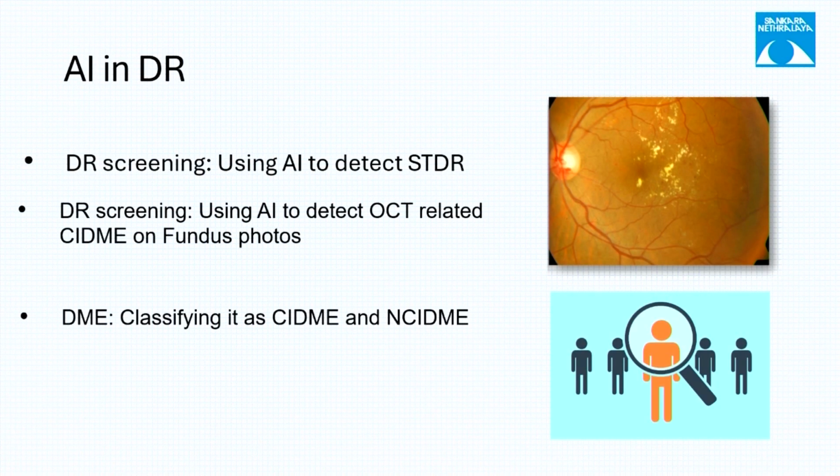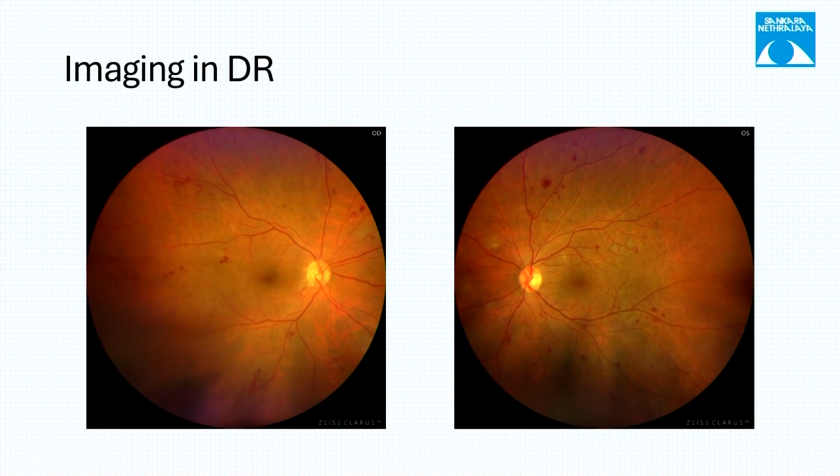And of course, you have AI in DR. This is a short talk. So probably where you would use AI was for screening, detecting sight-threatening diabetic retinopathy, classifying DME, and probably predicting treatment response.